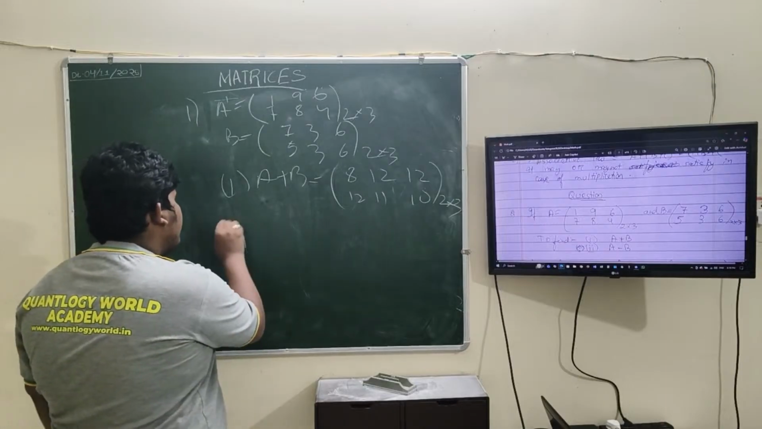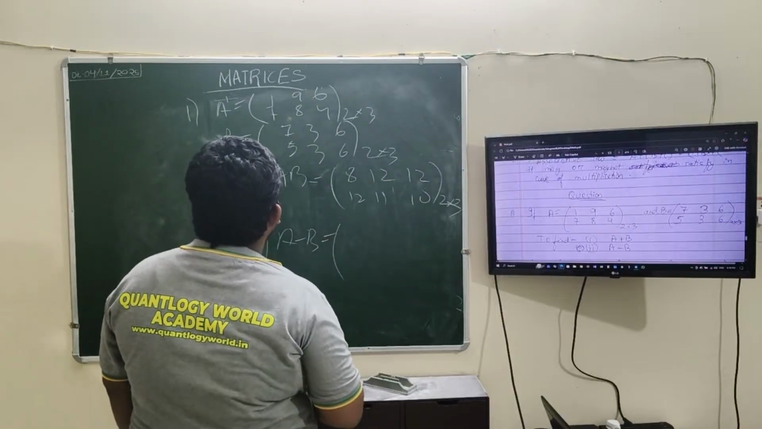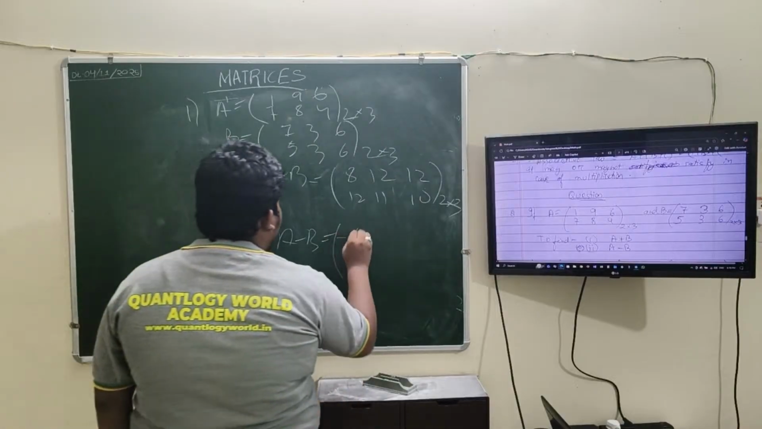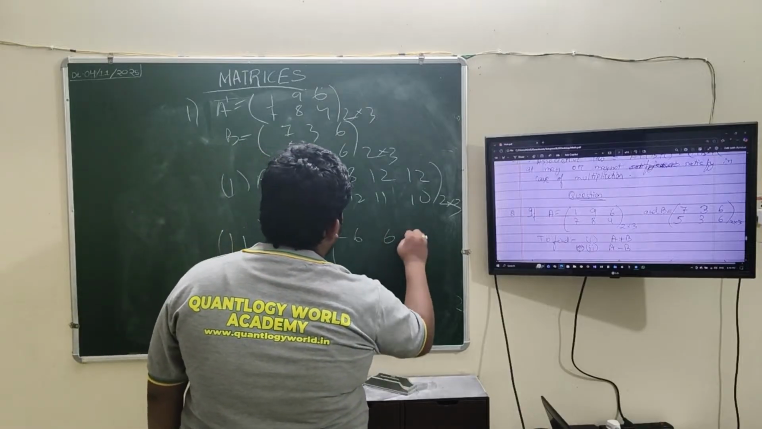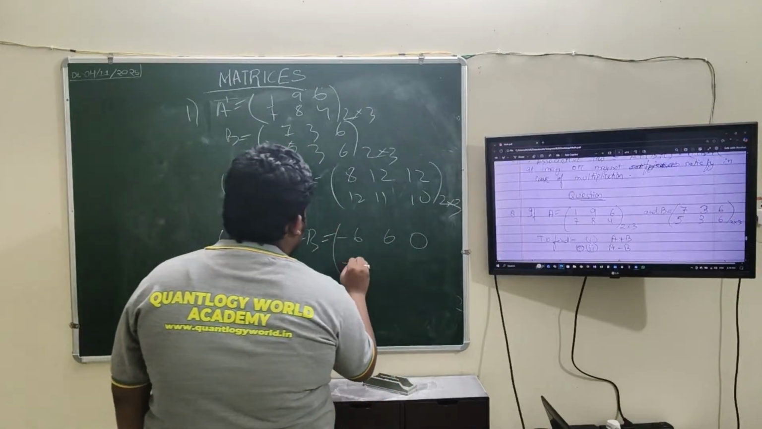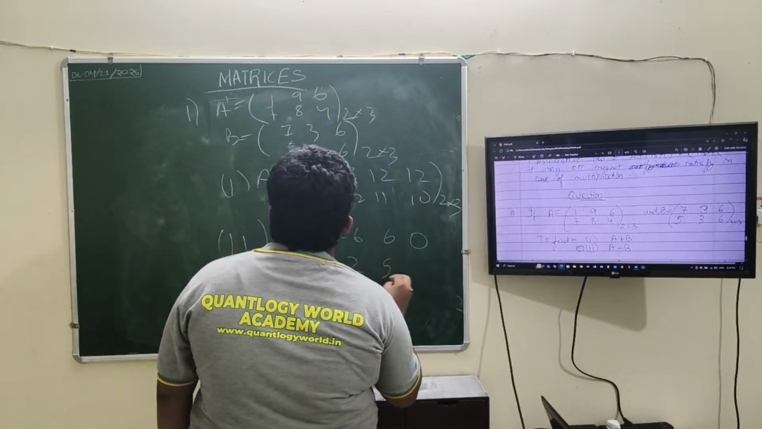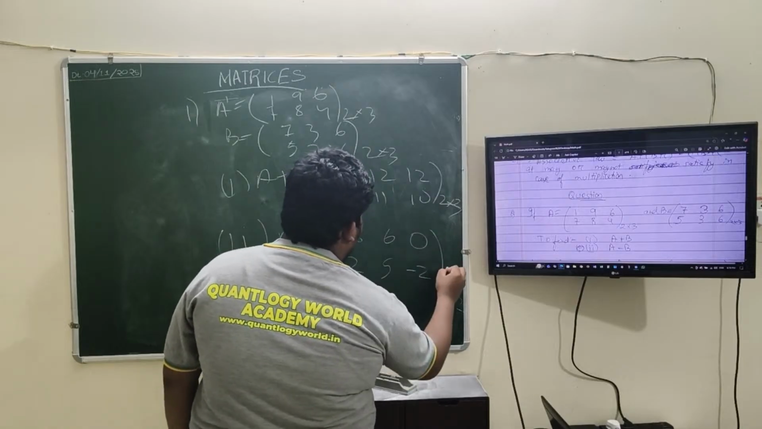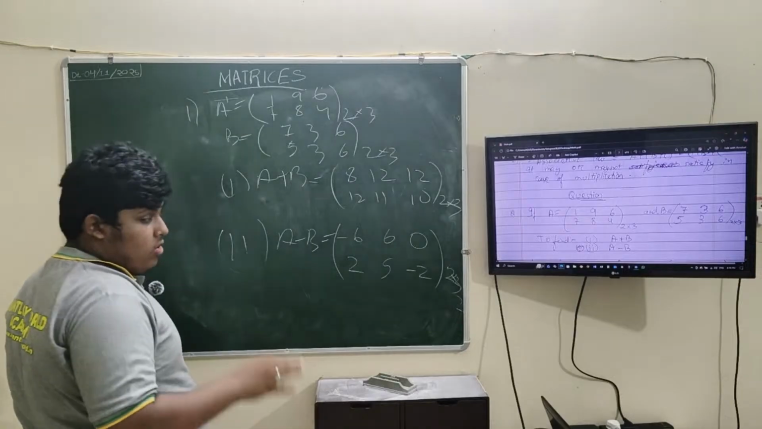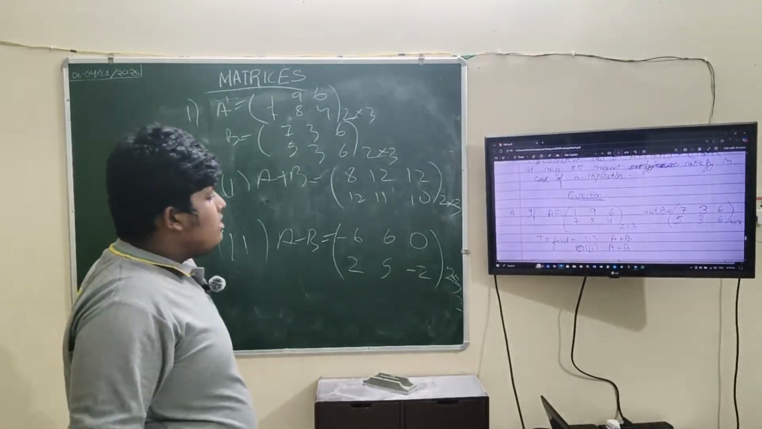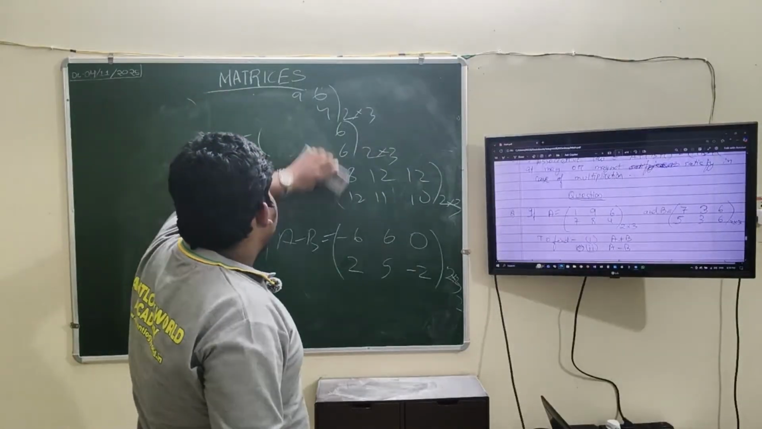Then we will move to the second bit, which asks us to find A minus B. A minus B is 1 minus 7 is minus 6, 9 minus 3 is 6, 6 minus 6 is 0, 7 minus 5 is 2, 8 minus 3 is 5, and 4 minus 6 is minus 2. This is the resulting matrix of A minus B, and the order also remains 2 cross 3. This is a very simple question. Next, we move to a bit more complicated one.